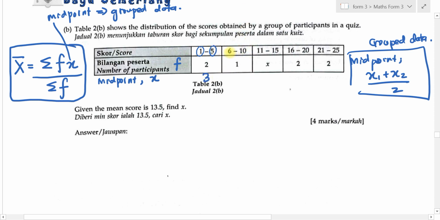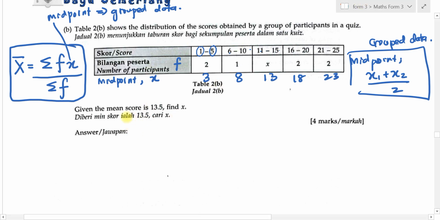Same thing for the next one: 6 plus 10 is 16, divide by 2 is 8. 11 plus 15 is 26, divide by 2 is 13. Then 18, 23, that's how it comes. What number comes in the middle? Between 1 and 5 there is 3, between 6 and 10 there is 8. Okay, but this is the formula.